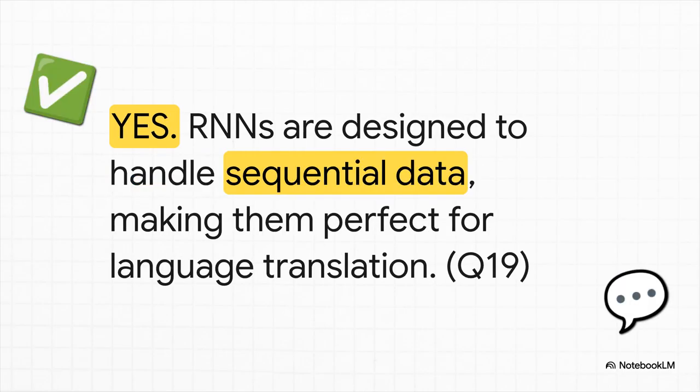And that brings us to our winner, a recurrent neural network, an RNN. These are built from the ground up to work with sequences. They have this kind of memory. They use what came before to understand what's coming next. That makes them perfect for something like language.